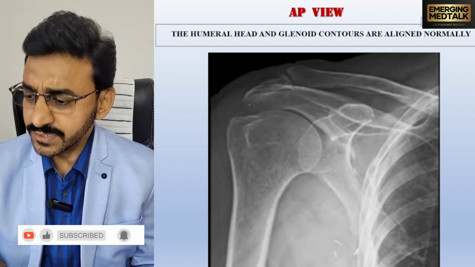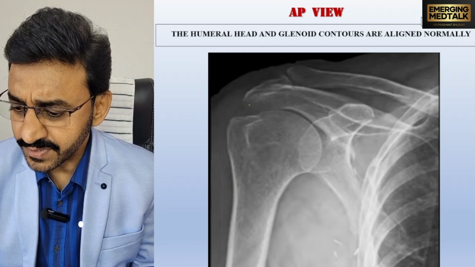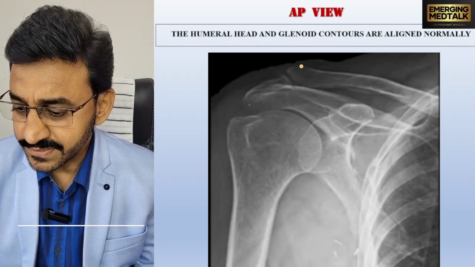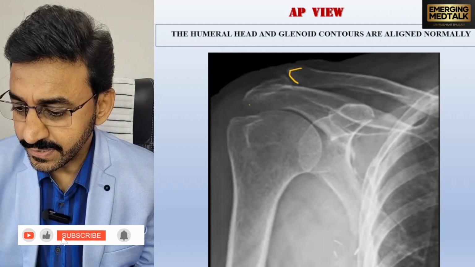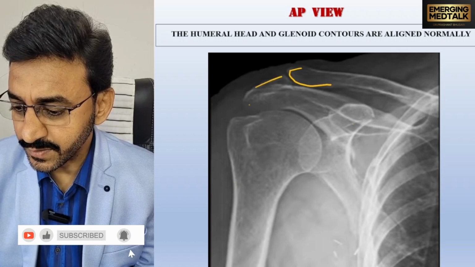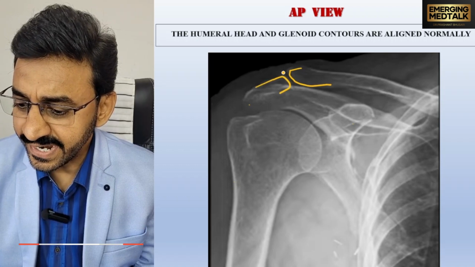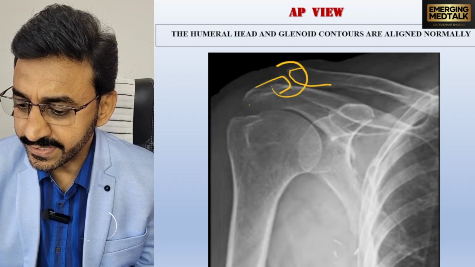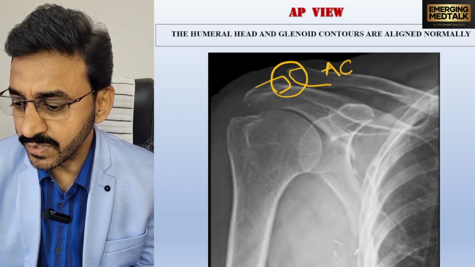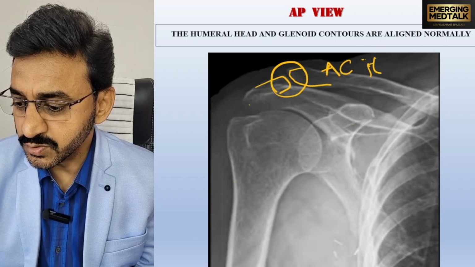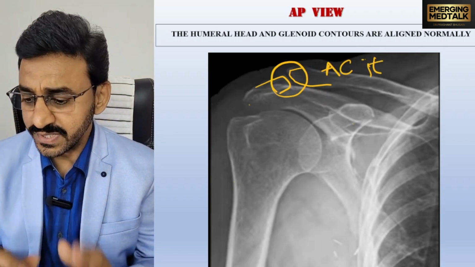Here we can see the shoulder girdle, having one of the bony joints. This is the lateral end of the clavicle, and here is the acromion, the process, and the joint here is the acromioclavicular joint. This is a plane joint, and this is normally aligned.